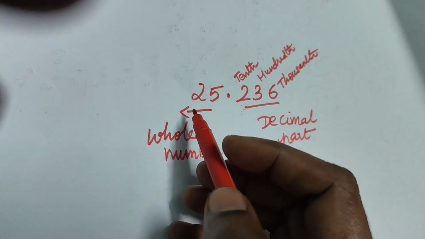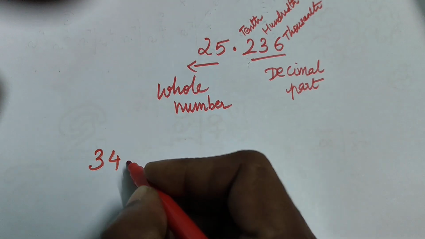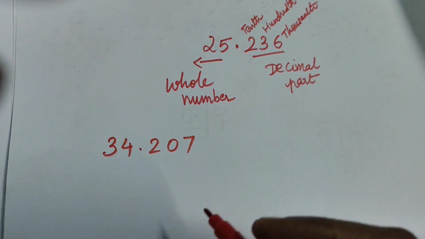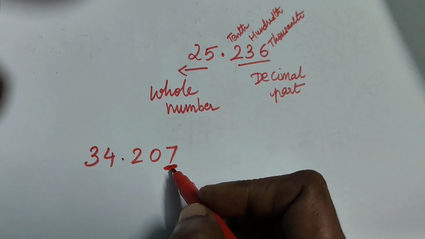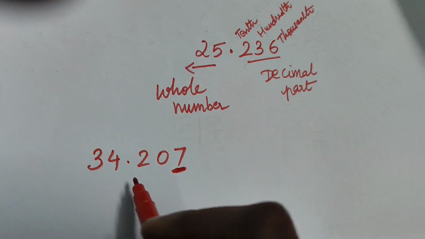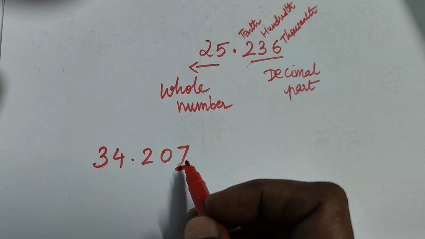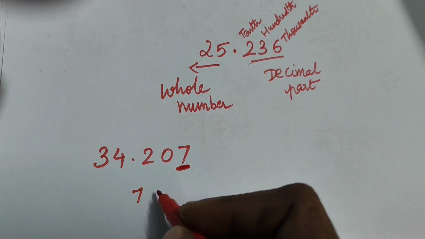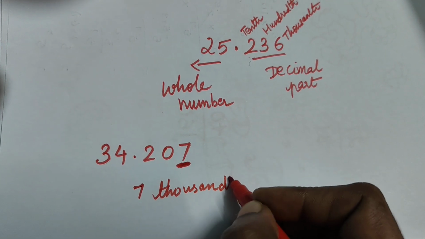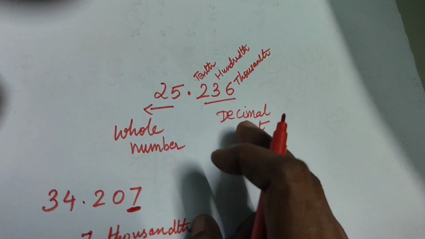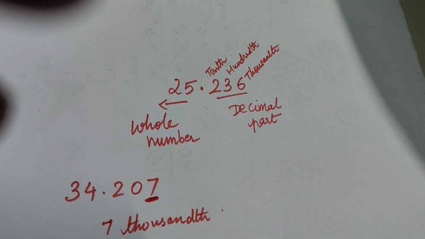Now let's check the place value of the numbers. For example, 34.207. Suppose I have to find the place value of the digit 7. After the decimal, first one is tenth, this is hundredth, thousandth. So the place value of 7 is 7 thousandths. I hope you understood what decimal numbers are and how to find the place values of the given numbers.